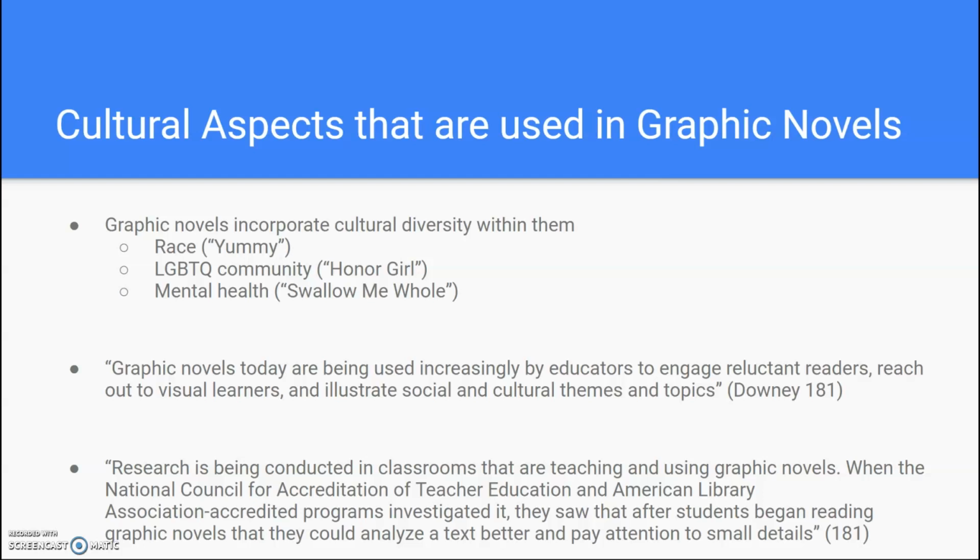Graphic novels today are being used increasingly by educators to engage reluctant readers, reach out to visual learners, and illustrate social and cultural themes and topics. Research is being conducted in classrooms that are teaching and using graphic novels. When the National Council for Accreditation of Teacher Education and American Library Association accredited programs investigated this, they saw that after students began reading graphic novels, they could analyze the text better and pay attention to small details such as race, the LGBTQ community, and mental health. They're more aware of these issues going on around them and are somewhat able to help the community they're living in with these types of issues.